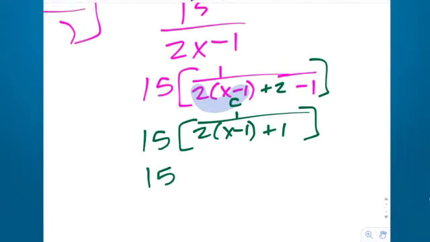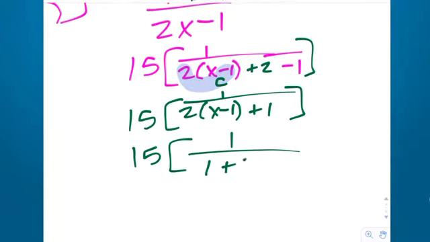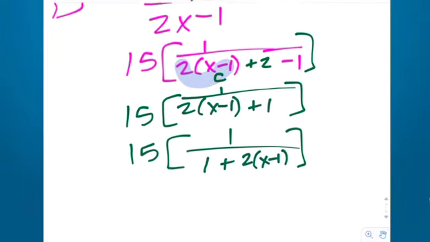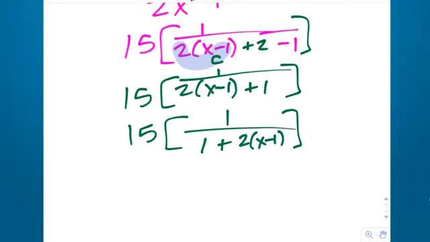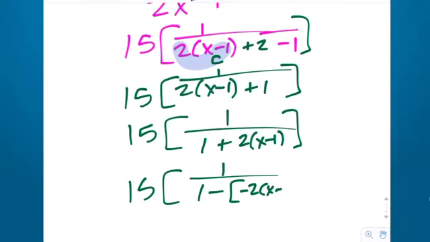Now I'll flip it around. I got 1 over 1, and now I have plus 2 times x minus 1. And we're almost there, aren't we? All I really need then is to do what we did on the very first one. I need to say it's 1 minus, and then negative 2 quantity x minus 1.